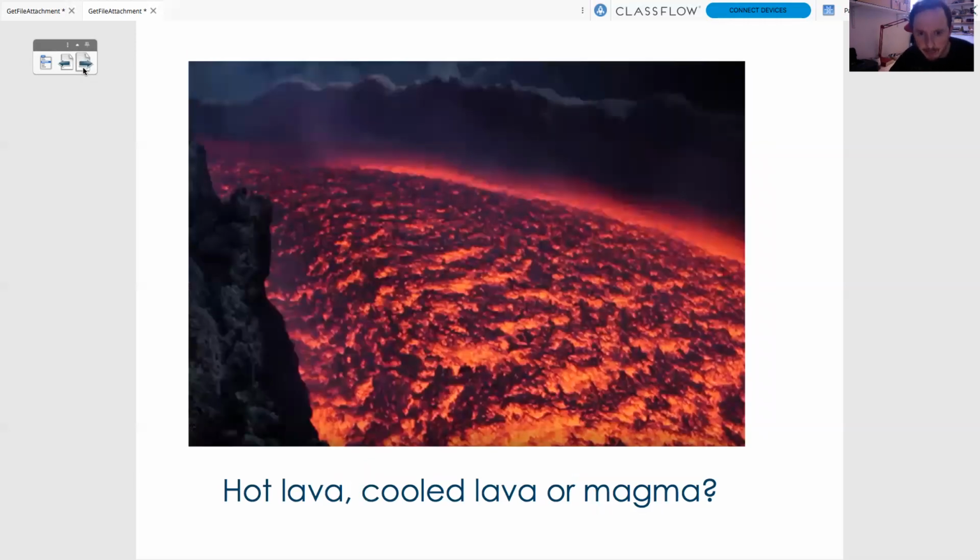Right, now, have a look at this one. Hot lava, cooled lava, or magma? We saw this image earlier, didn't we?